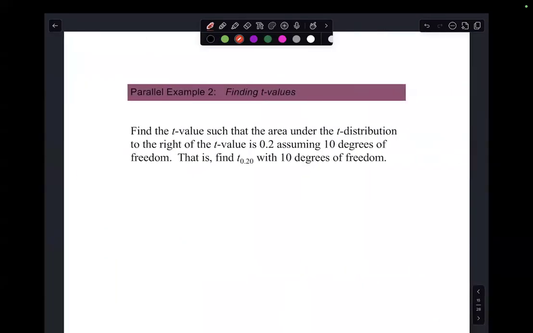Okay, so let's start finding our t-values. We are not going to be doing n minus 1 degrees of freedom for these t-values. We're going to be using the t table straight with just n instead of n minus 1. So we want to find the t-value such that the area under the t-distribution to the right is 0.2, and we're going to have 10 degrees of freedom. So let's show you the table.